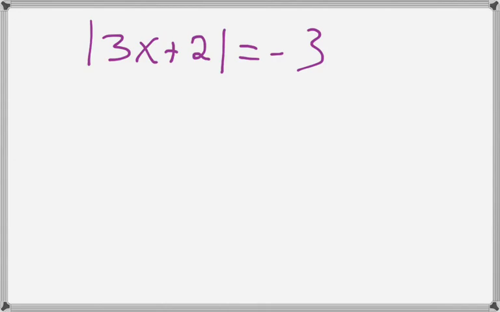Absolute value will always be either a positive number or 0 because it's a distance. So distance, for our purposes here, cannot be negative. So if you have an absolute value equal to a negative number, it doesn't matter what we substitute for x. We could substitute any real number we like for x, and we will never get the absolute value of something equals negative 3. So this equation has no solution.